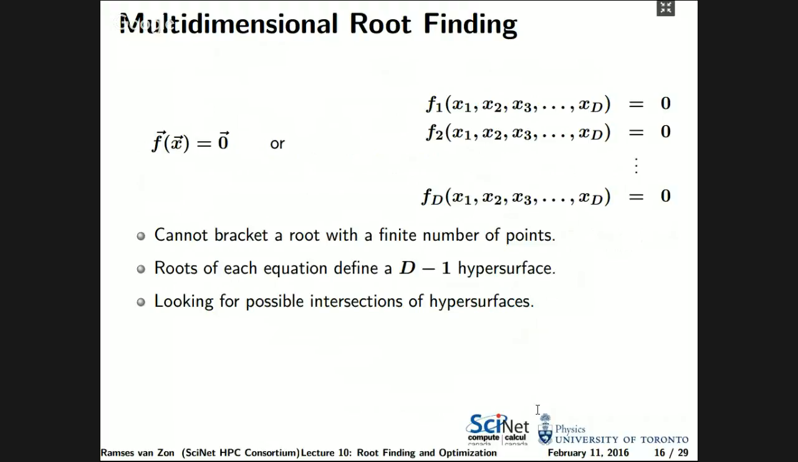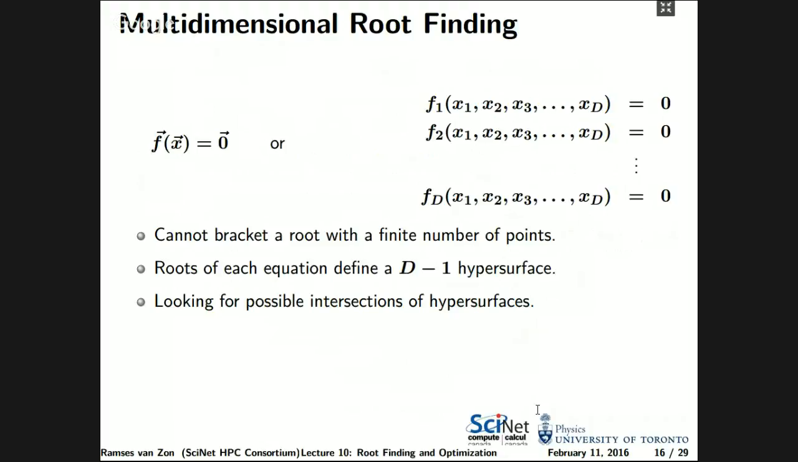I can try evaluating some random points and see what their signs do. Now, if I find one that's negative and one that's positive, and I know it's a continuous function, I know there's a root somewhere, but I have no idea where it lies. It doesn't even have to lie in between those two points, right? What does in between even mean? It doesn't have to lie on the line between those. So I can't bracket with a finite number of points.